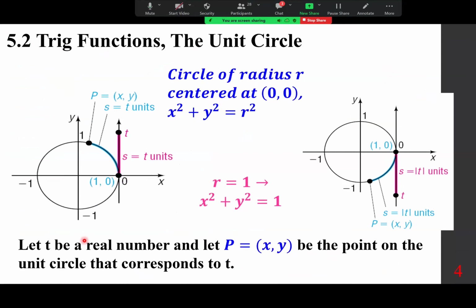We let t be a real number, and we let P with coordinates x comma y be the point on the unit circle that corresponds to t. This is t units. If you lay it along the circle, P has coordinates x comma y, and the arc length is t units.